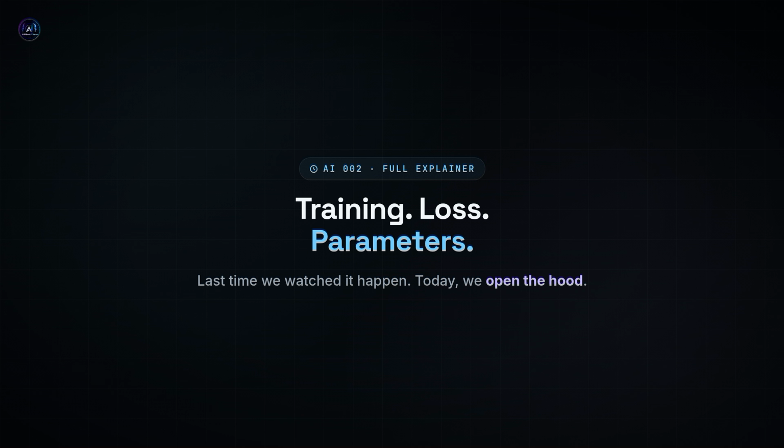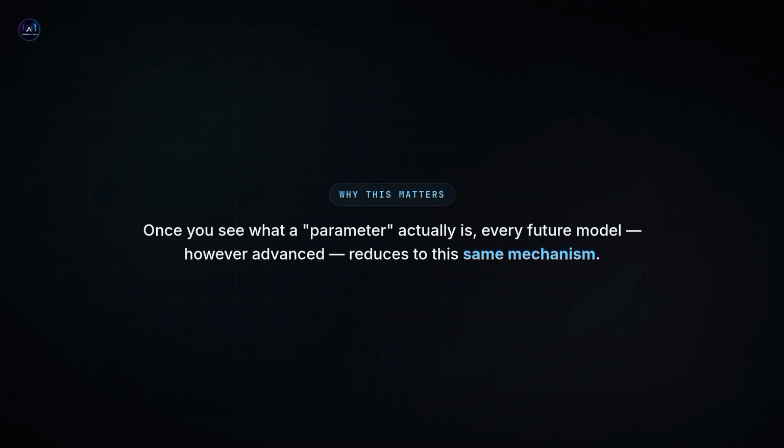Last episode, we watched a system guess a hidden pattern and get better round after round. But we deliberately didn't open the hood. Today we do. What actually happens, mechanically, when a machine learns? By the end, you'll be able to explain training, loss, and parameters, the three words underneath every model that has ever existed. This is the episode where the vocabulary stops being abstract.